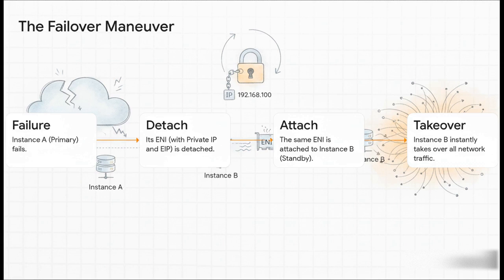It's gone. An automated script immediately detects this, detaches the entire ENI with its private IP, its elastic IP, and all its security rules, and instantly reattaches it to a waiting standby instance. To the rest of the world, nothing happened. The IP address never changed, your service is just back. All in a matter of seconds.